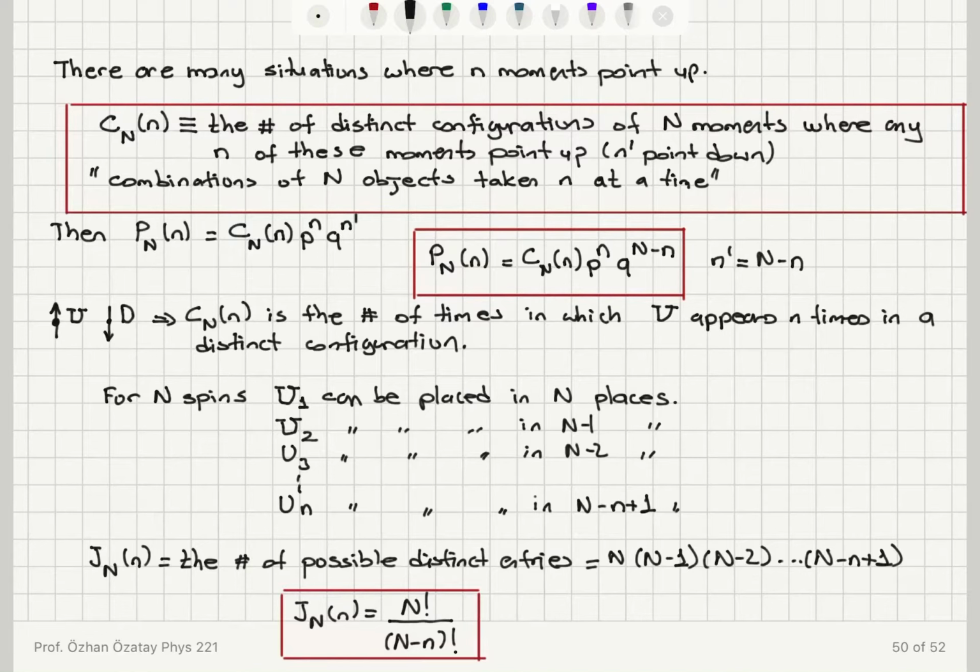What is factorial? Basically, N factorial means N times N minus 1, N minus 2, etc., all the way down to 2, right? So this number, N factorial divided by N minus n factorial, is N times N minus 1, N minus 2, all the way up to capital N minus lowercase n plus 1. So that's basically telling me the number of possible distinct entries of these moments.